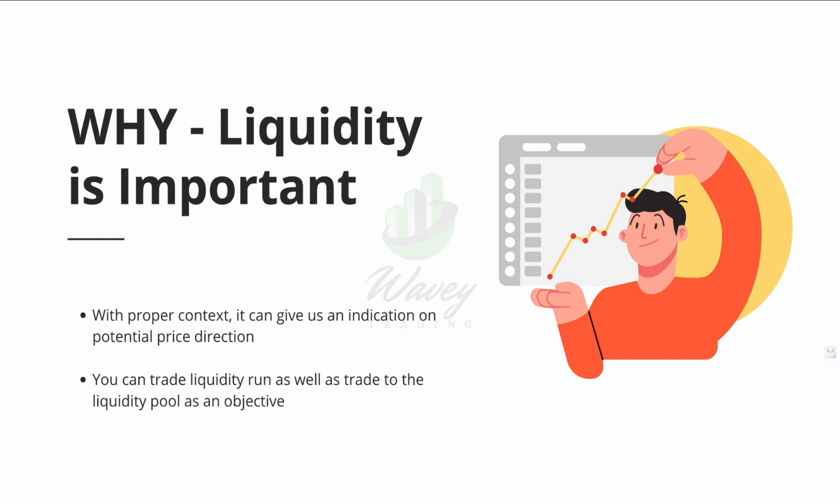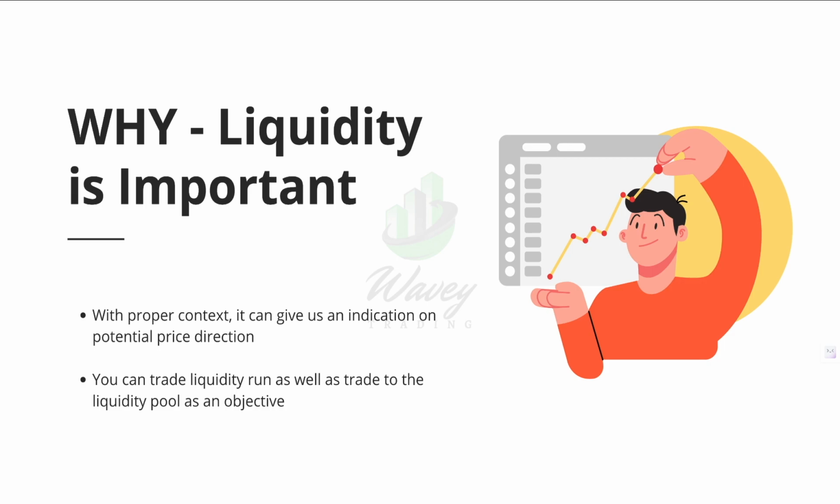All right, so now let's talk about why liquidity is important. With proper context, it can give us an indication of potential price direction, and you can also trade liquidity runs as well as trade the liquidity as an objective, right? So if we do have a proper context and everything lines up, we can get a clear direction of where price might be heading. Where is the market going, right?